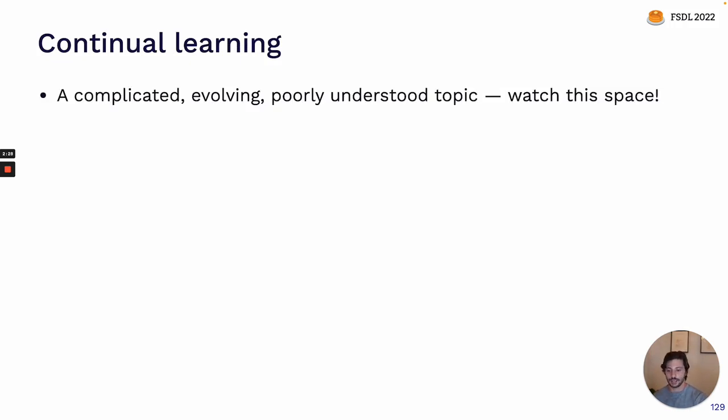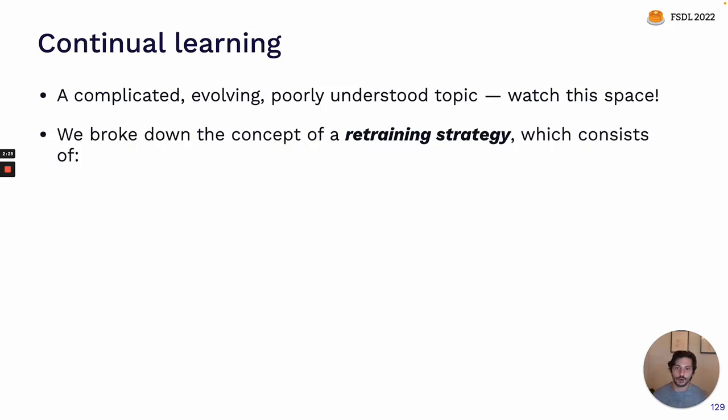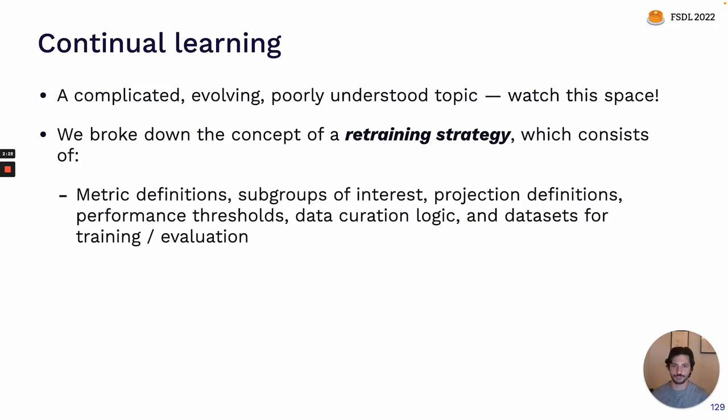Continual learning is a complicated, rapidly evolving, and poorly understood topic. So this is an area to pay attention to if you're interested in seeing how the cutting edge of production machine learning is evolving. And the main takeaway from this lecture is we broke down the concept of a retraining strategy, which consists of a number of different pieces: definitions of metrics, subgroups of interest, projections that help you break down and analyze high-dimensional data, performance thresholds for your metrics, logic for curating new data sets, and the specific data sets that you're going to use for retraining and evaluation.